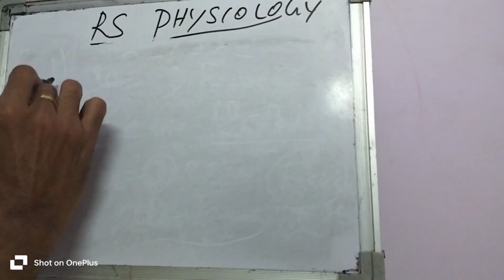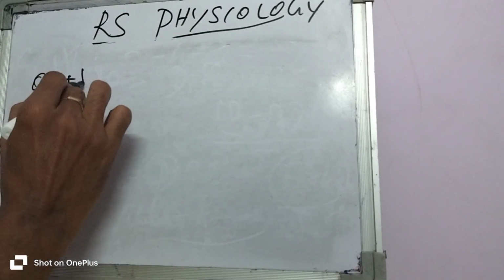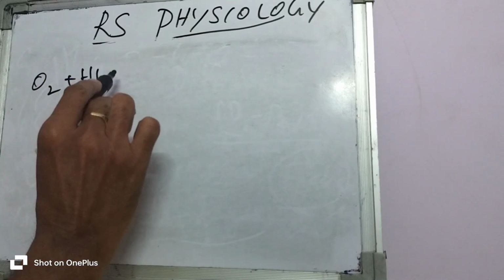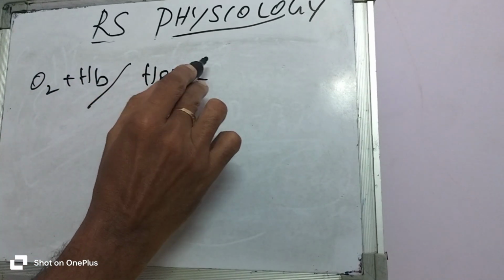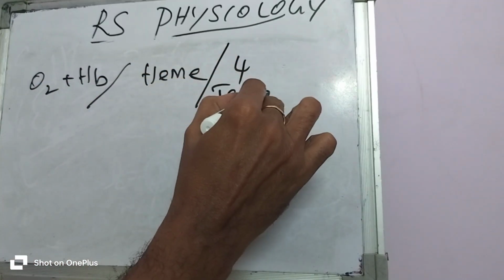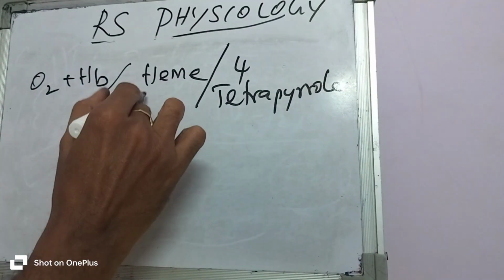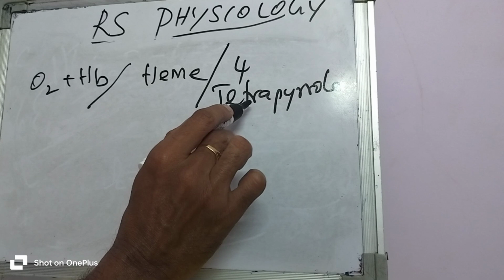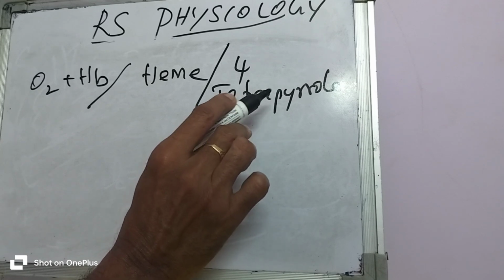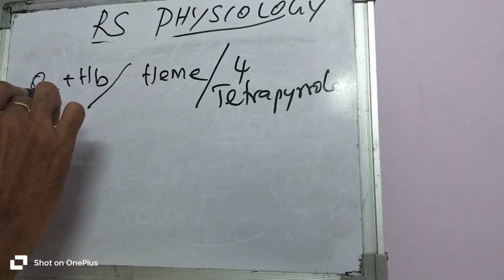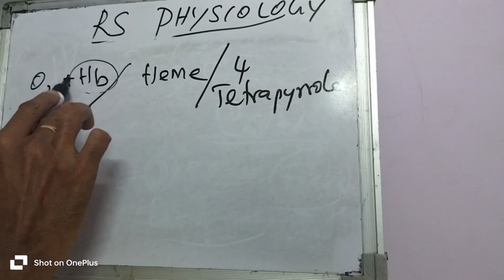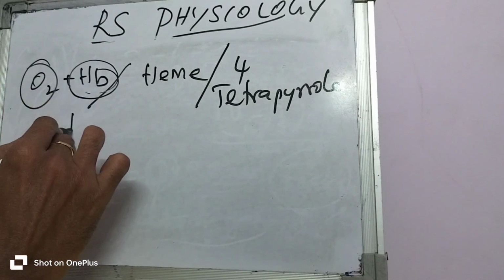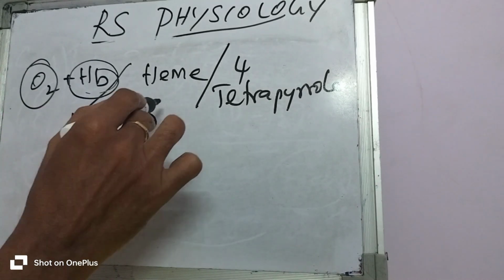Now the oxygen which has entered into the blood combines with hemoglobin. In the hemoglobin, oxygen combines with the heme portion. The heme portion has 4 tetrapyrrole rings. Each hemoglobin molecule has 4 tetrapyrrole rings, and it has 4 ferrous ion atoms. So one molecule of hemoglobin will combine with 4 molecules of oxygen. When one hemoglobin combines with oxygen, we call it HbO2.